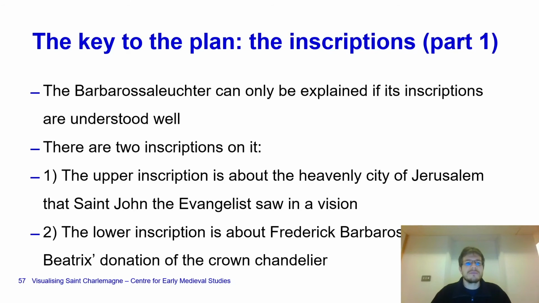Now, the Barbarossaleuchter can only be explained if its inscriptions are understood well, and so we have to begin with the 2 inscriptions on it. The upper inscription is about the heavenly city of Jerusalem that St. John the Evangelist saw in a vision, so this is the Book of Revelations, or the Apocalypse. And then there is the lower inscription, which is about Frederick Barbarossa's and Beatrix's donation of the crown chandelier.